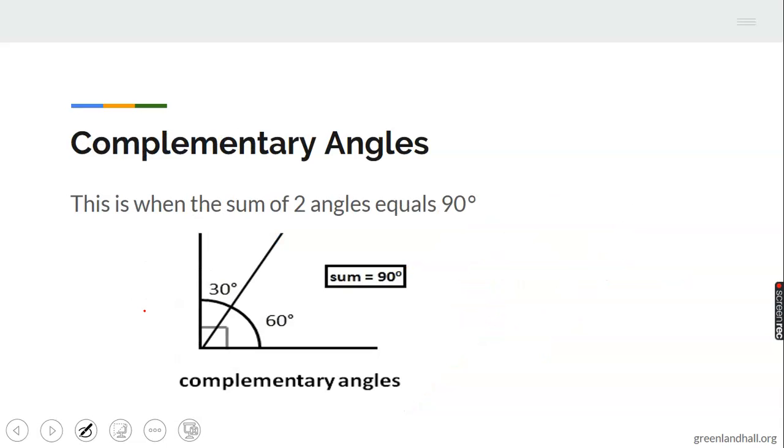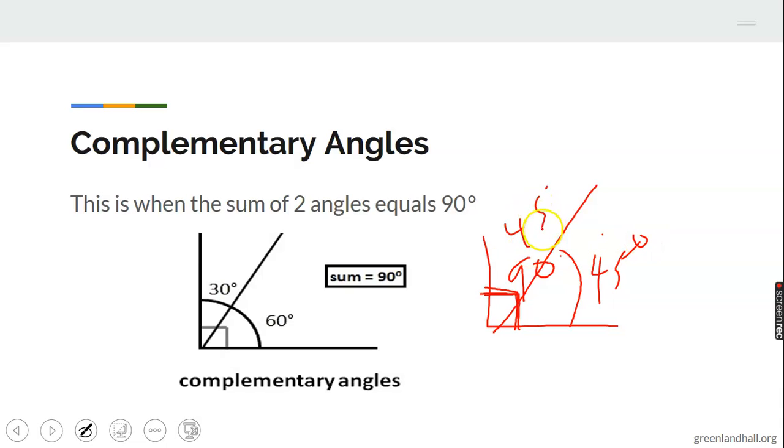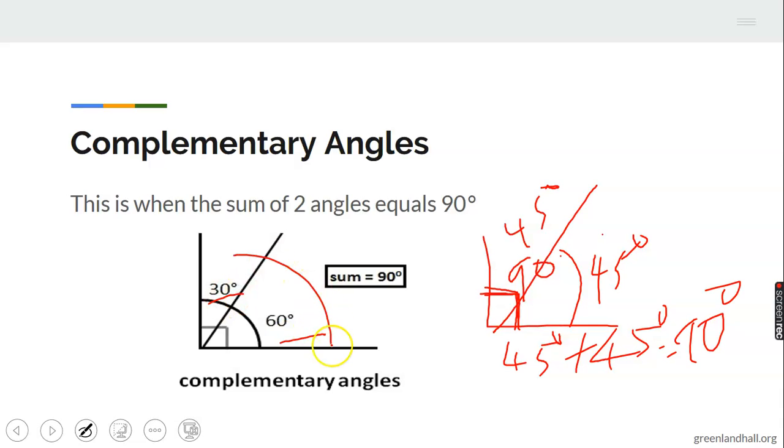Now let's go to complementary angle. A complementary angle is when the sum of two angles is equal to 90. I told you that this is a right angle, 90 degrees. But in this case, we have maybe 45 here, and then 45 here again. The two of them, 45 plus 45, will give us 90 degrees. That's complementary angle. You can see this is 60 degrees, 30 degrees. Together they give us 90 degrees.